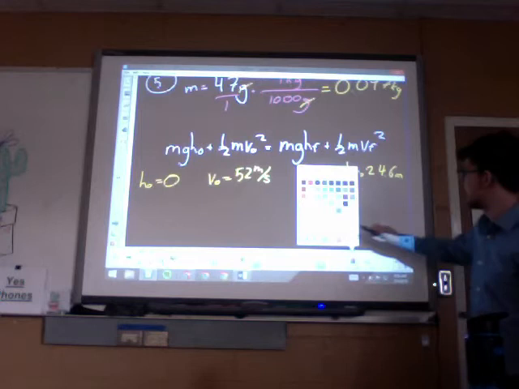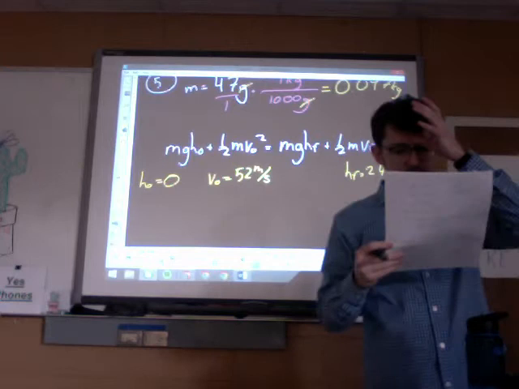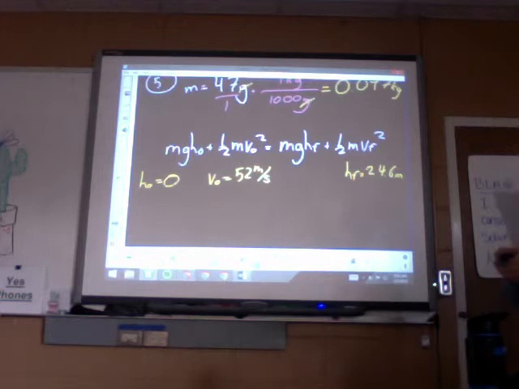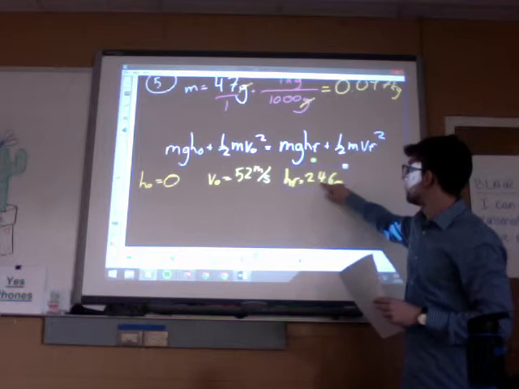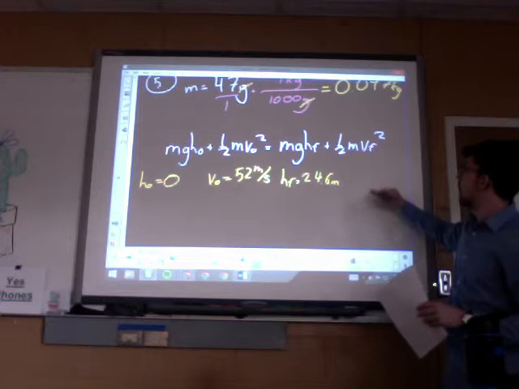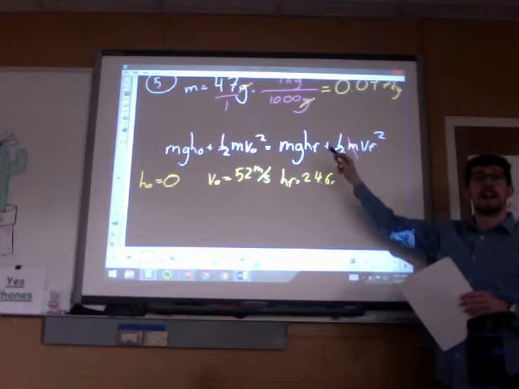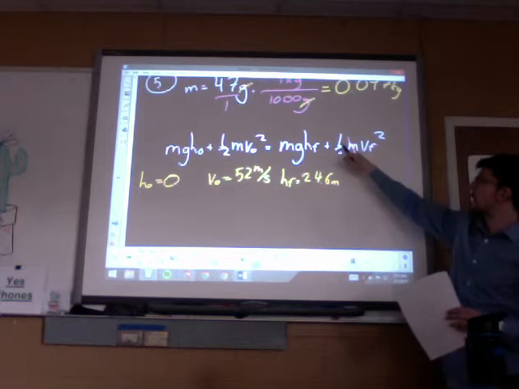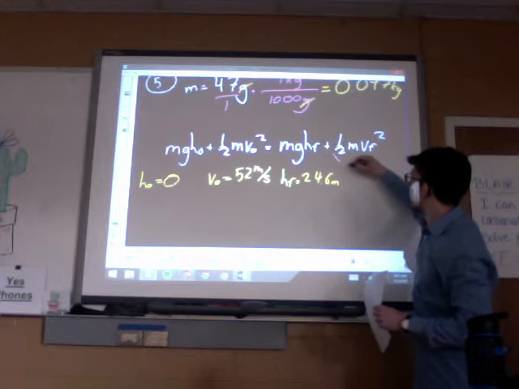What are they asking us for? Kinetic energy. Ooh, I wrote in the wrong spot. They're asking us for kinetic energy. Here's why you can't cancel out your m's. Kinetic energy is 1/2 mv squared. So if we cancel out m's, this is no longer kinetic energy. 1/2 v squared is not kinetic energy. 1/2 mv squared is kinetic energy. So we're looking for this. This is our question mark. This is what we want to find.